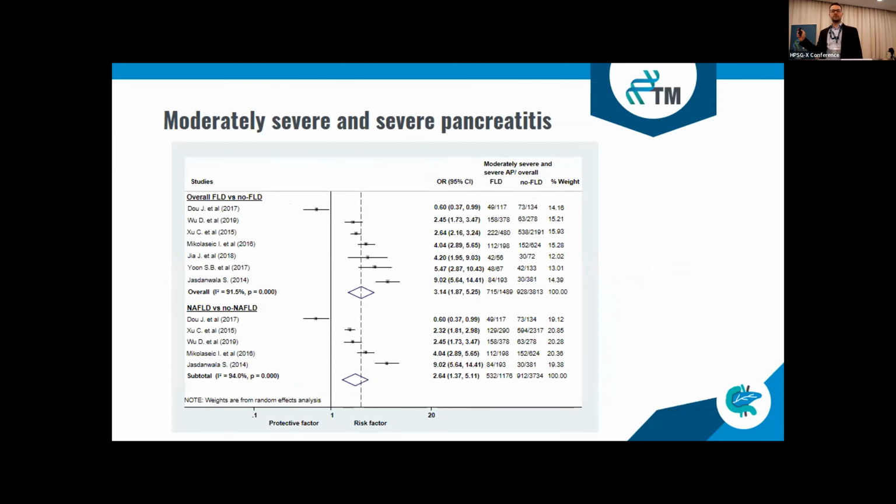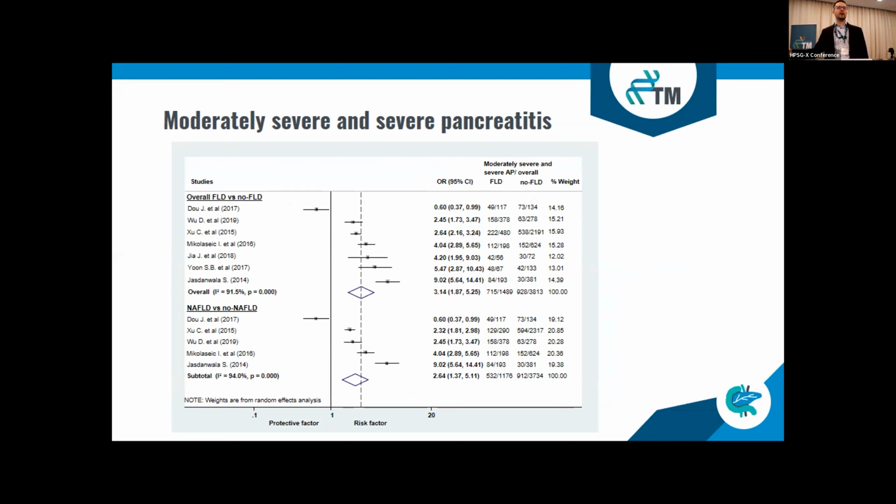First of all, I would like to start with the severity of acute pancreatitis and not the mortality. We managed to include 9 articles in the fatty liver and no fatty liver comparison. Why are there two subgroups? If you are looking at the definition of fatty liver disease, or the non-alcoholic fatty liver disease, we all know that it is a diagnosis based on exclusion.